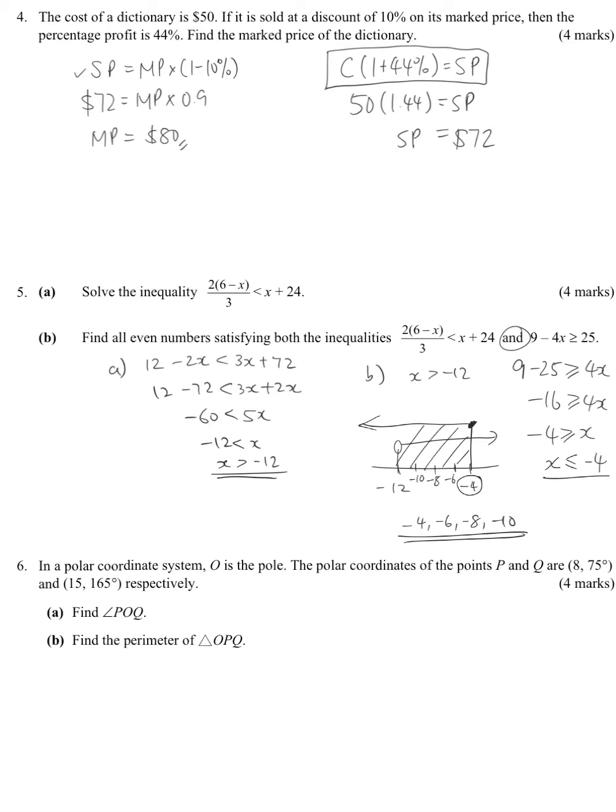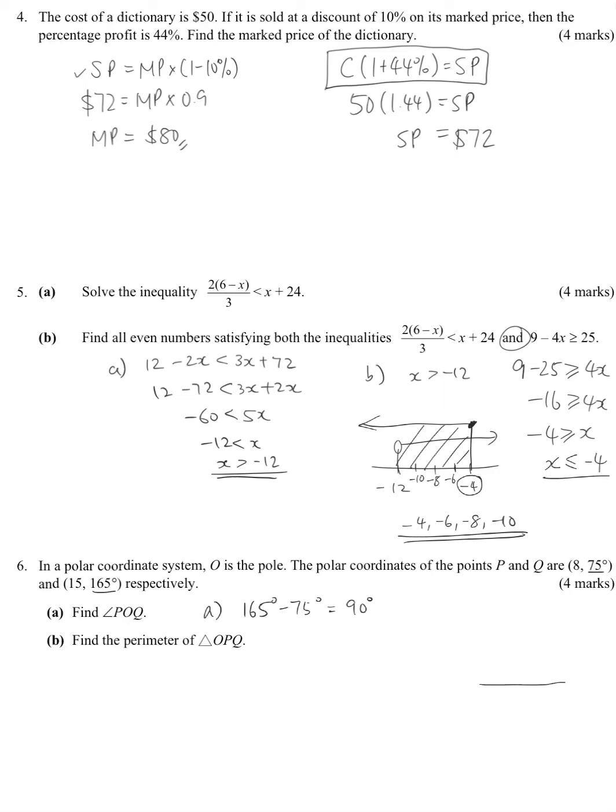Then for number 6, the first part is quite easy. They're asking for the angle POQ. So without even drawing that, you should be able to calculate that angle. It's only the angles that they gave you. Just subtract them, okay? So 165 minus 75, which is 90. If I see 90, I would be thinking about Pythagoras theorem. So let's see if we need to use it.